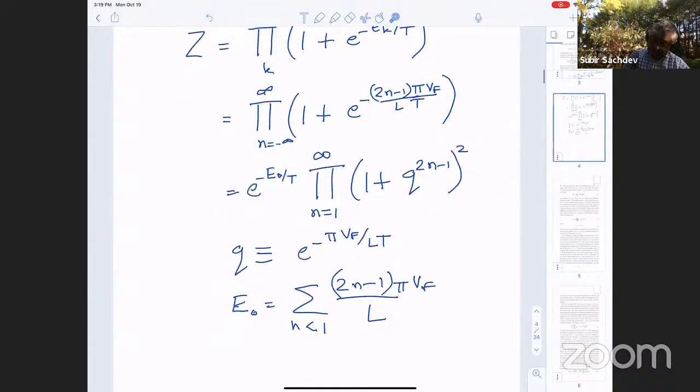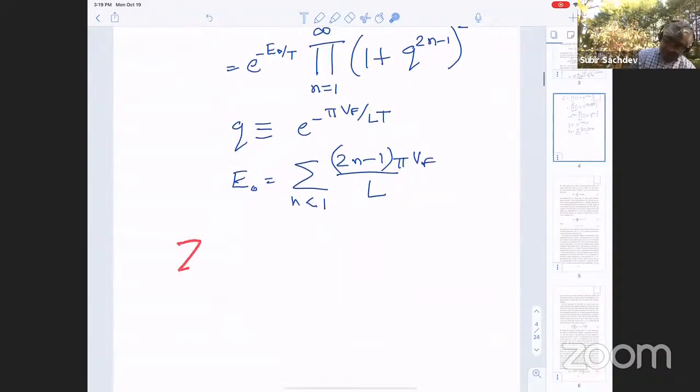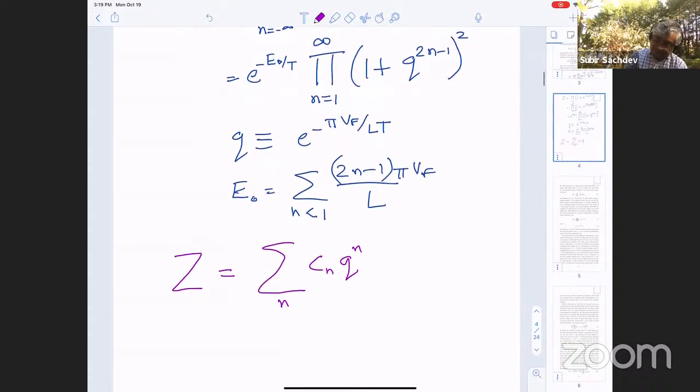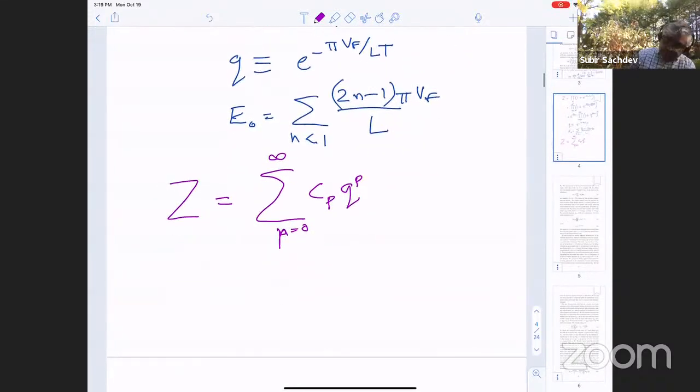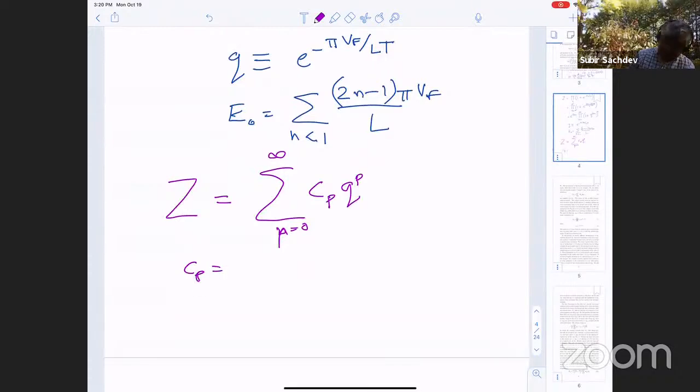Okay. And if I expand this out in powers of q, this is a very, very useful expansion. If I write this out in powers of q, Z is some power series in q with some coefficient c_n times q to the power n. And the smallest coefficient will be 0, in fact. Let's not call that n, let's call that something else. It's not that same n. So the sum of c_p q to the p from 0 to infinity. Then c_p, you can just see from the definition of the partition function, is the degeneracy. It's an integer, the degeneracy of states.